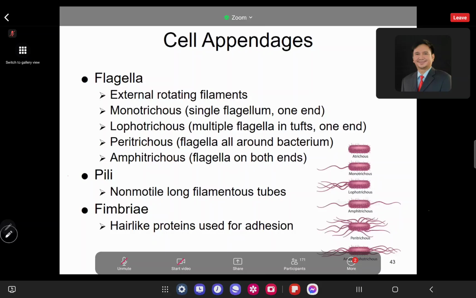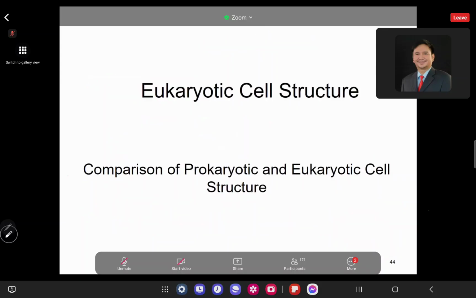Another cell appendage is your fimbriae. They are made of hair-like protein and they specialize for adhesion to host cells or surfaces. So again, flagella for motility, pili for conjugation or attachment, and then your fimbriae for motility as well as attachment. So we're done with your prokaryotic cell.